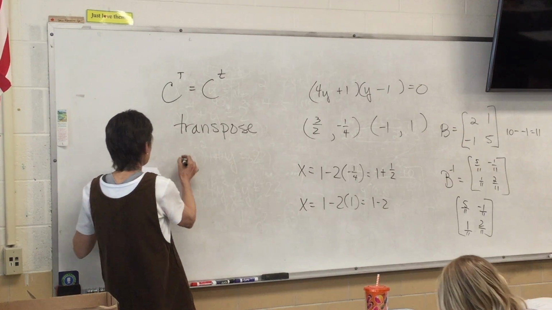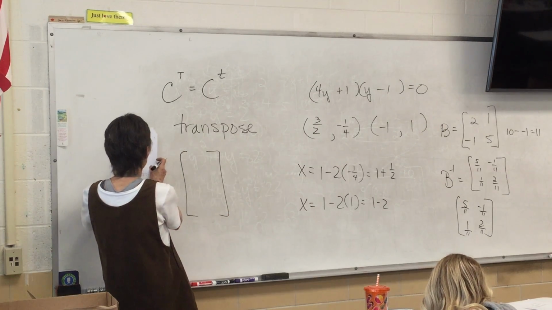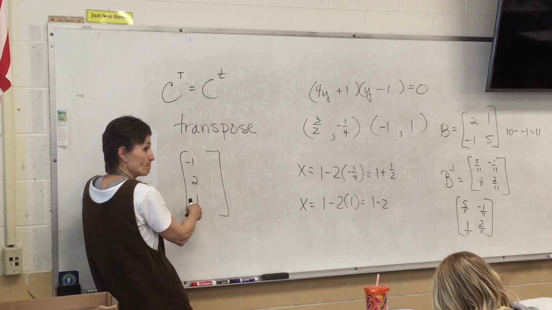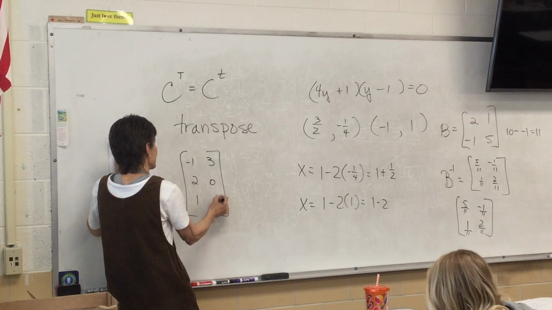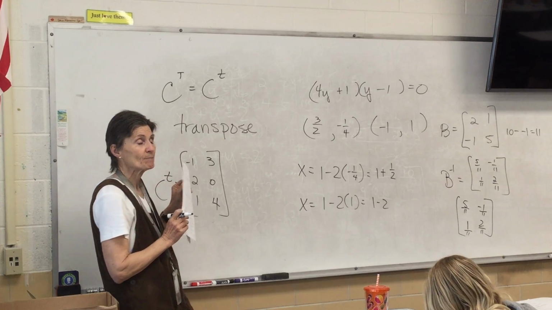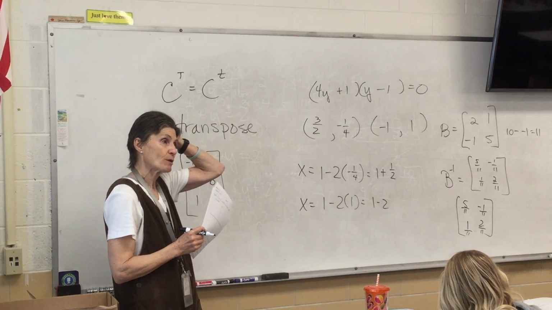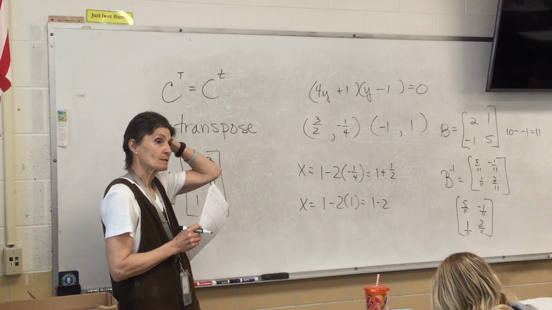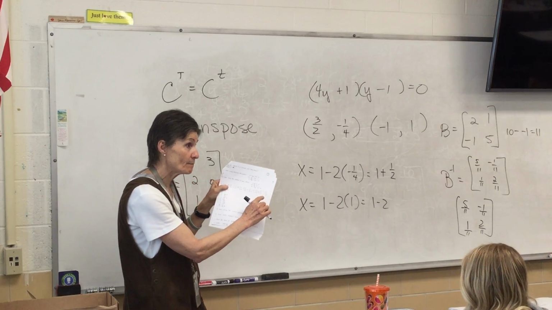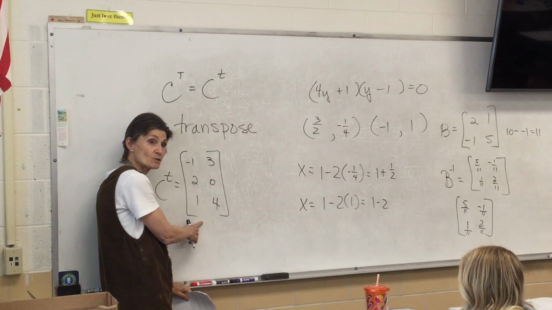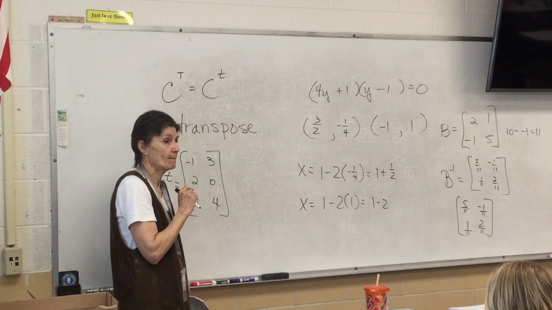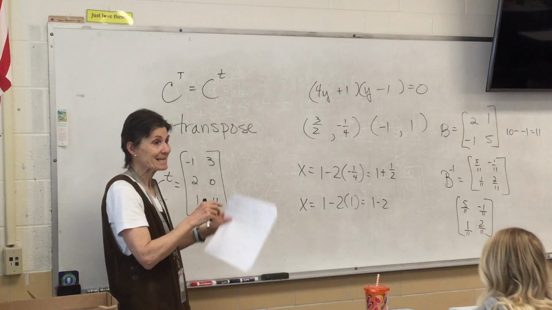So, matrix C, the first row is negative 1, 2, 1, so that becomes the first column, and the second row becomes the second column. So this is C transpose. That's the transpose of C. Every matrix can be transposed. If the original one, C, is 2 by 3, then clearly the transpose is going to be 3 by 2. You switch the rows and columns, so the dimensions flip-flop. Okay? All right, anything else?